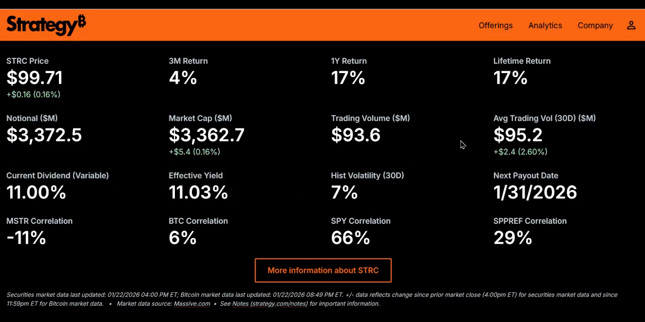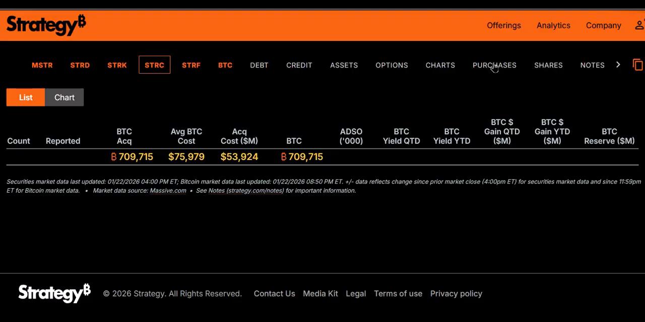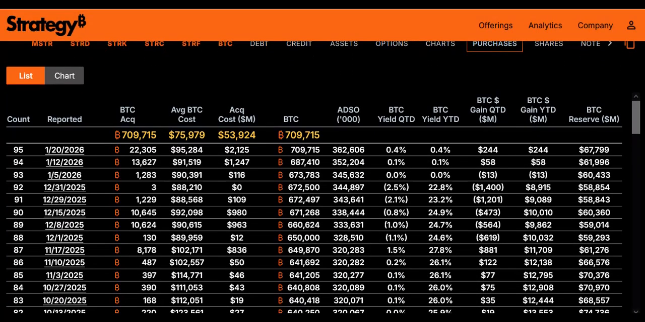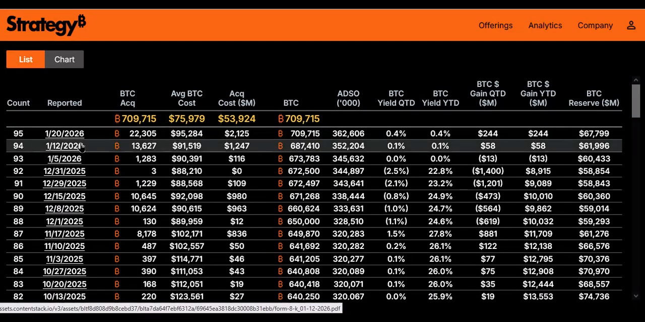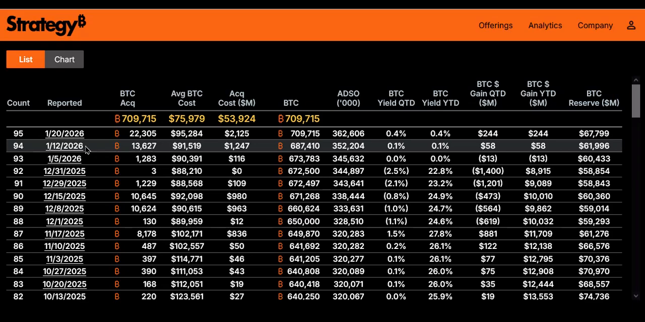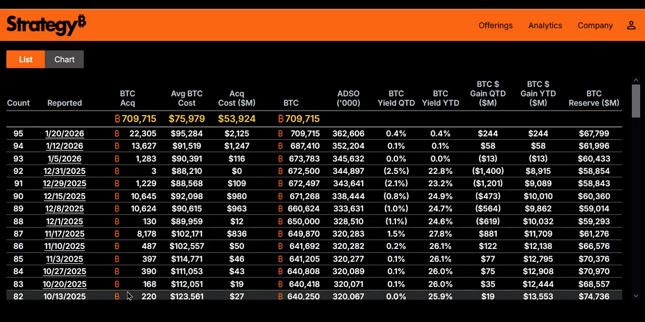Bitcoin is financed through these, and there are all three of them here, but we're not going to get into it. Let's take a look at the purchases that have been made. This is the schedule of purchases that Strategy has made as of January 20th, which is only 2 days ago. They bought 22,000 here, at an average Bitcoin cost of 95,000. And on January 12th, they bought 13,000, and January 5th. So they have been accumulating steadily since October, when the chart was failing everywhere on Bitcoin.